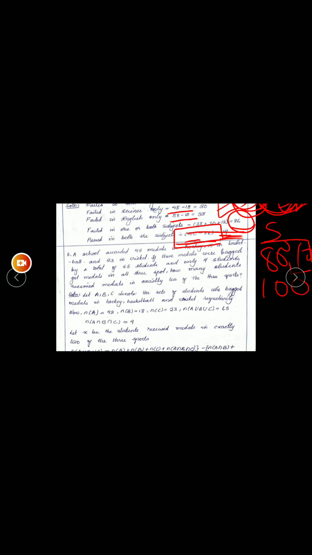How many students receive medals in exactly 2 of the 3 sports? Let A, B, C denote the sets of students who bag medals in hockey, basketball and cricket.